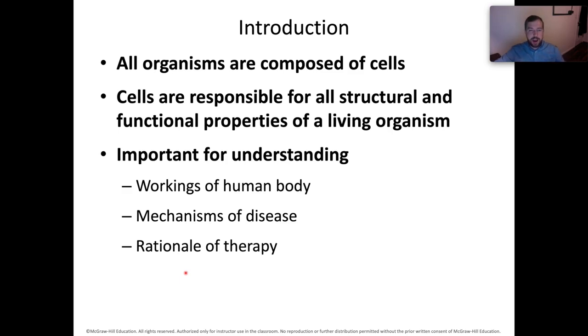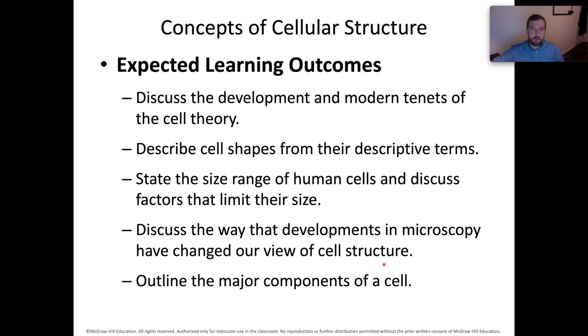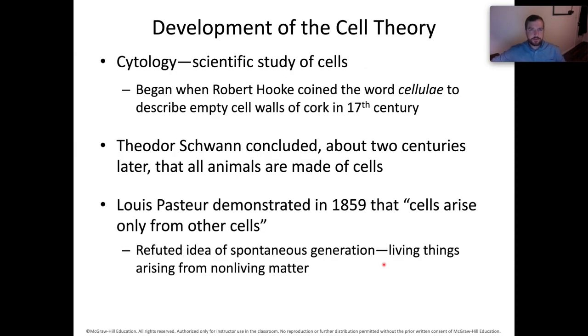Now we'll talk about higher organization in a couple later lectures, but right now you should just know that cells are the ones, at the end of the day, that are responsible for all anatomical and physiological function. It's important to understand how the body works, how these cells can go rogue and we get pathophysiologies, and how we can target different therapies to help alleviate disease. So here are your learning outcomes for this first part.